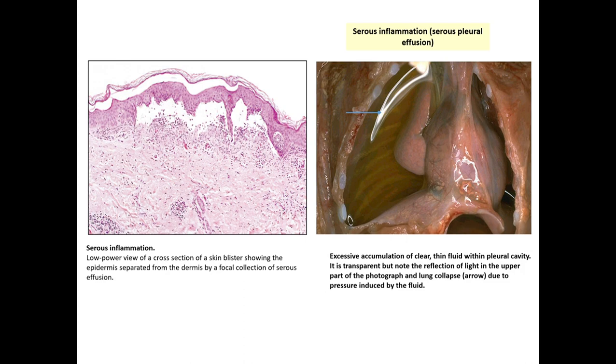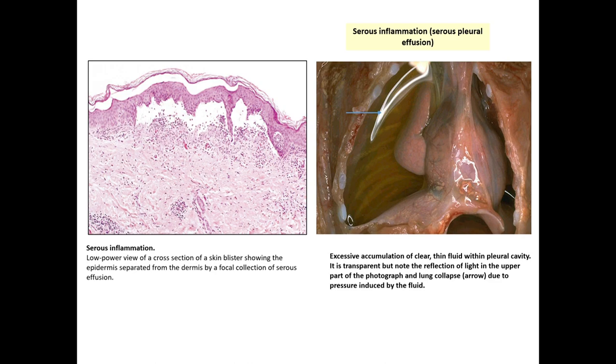On the right side, this is a serous inflammation with serous pleural effusion, an excessive accumulation of a clear, thin fluid low in protein in the pleural cavity. Of course, this is in the lung. You notice this shadow pointed by the arrow; it shows the space filled with fluid.